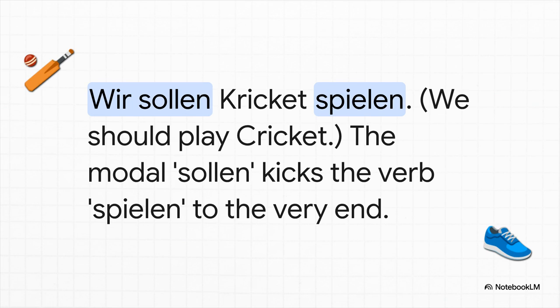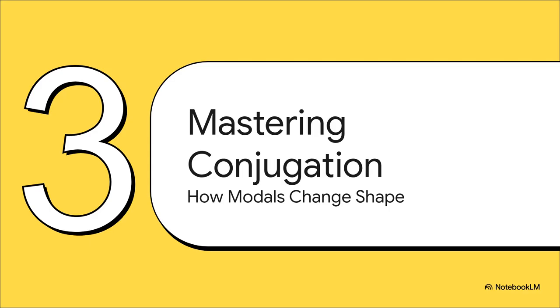Look at this sentence. Wir sollen Cricket spielen. Okay, so wir is our subject, we. Right in second position, we have our modal, sollen, should. Then comes the object, cricket. And look what's all the way at the end, spielen, to play. The modal verb sollen kicked spielen to the end. Perfect.